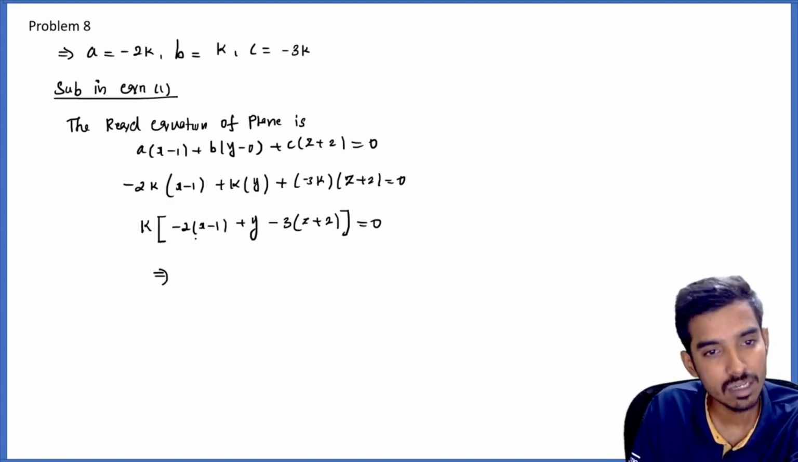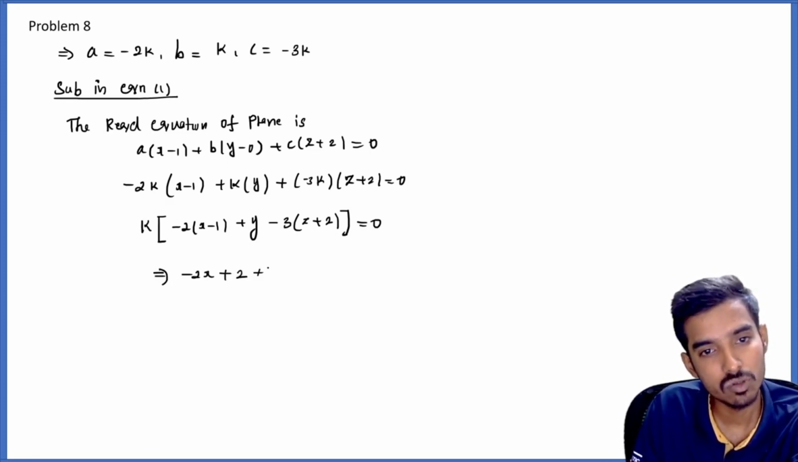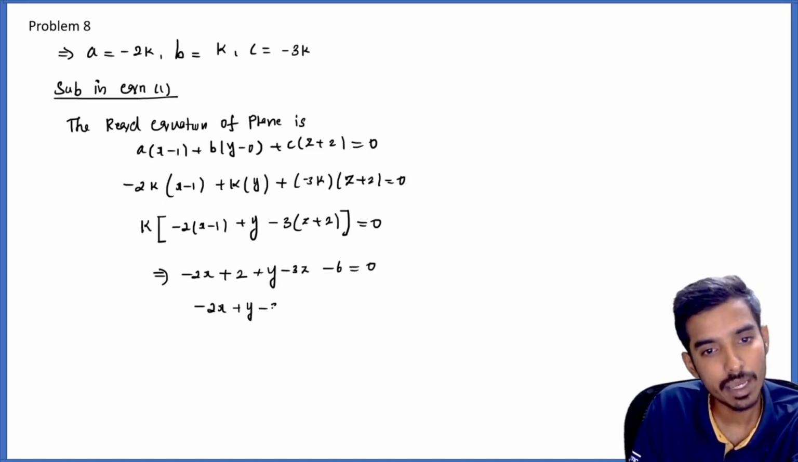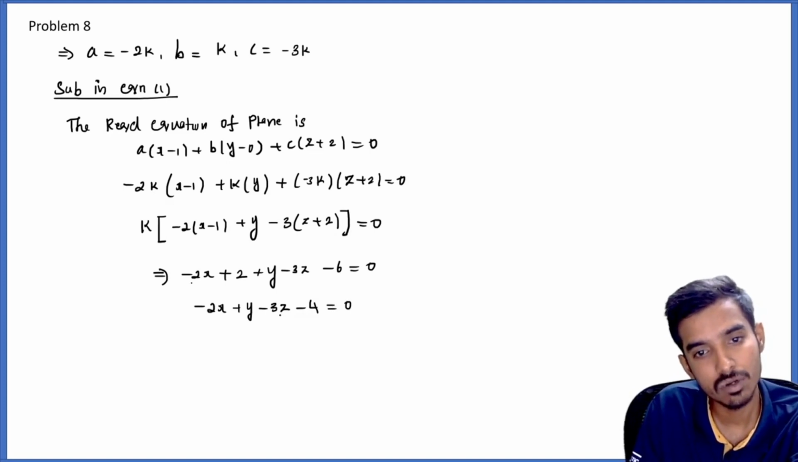This k is not equal to 0, so this term has to be 0. Multiply the minus inside: minus 2x plus 2 plus y minus 3z minus 6 is equal to 0. So minus 2x plus y minus 3z, and 2 minus 6 is minus 4, is equal to 0.